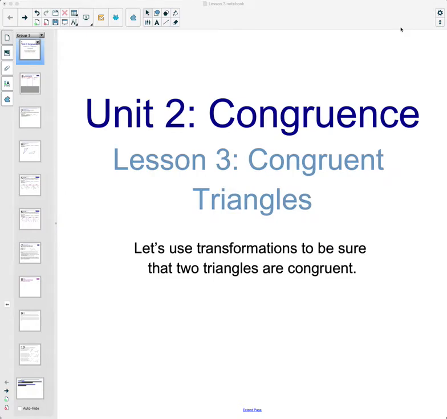In lesson 3, we're going to continue talking about congruent triangles and how to use transformations to be sure that two triangles are congruent.